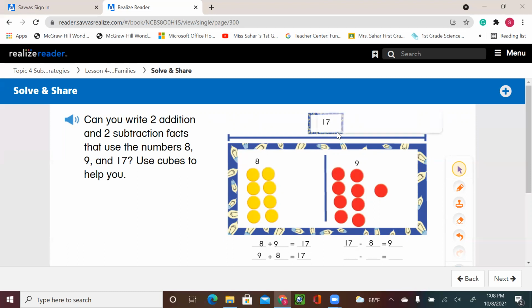You think if I take 17, take away 9, very good, will give me 8. So let's write this one down now. 17, take away 9 equals 8.